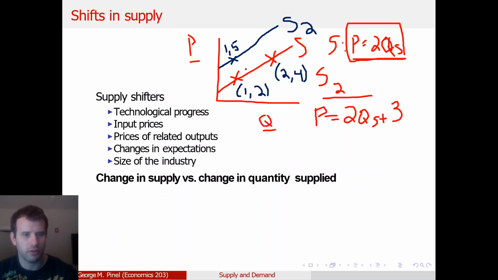So basically, the lower the input price, where input is what the supplier pays for its production, the lower the cost. The lower the cost, the more potential suppliers and the more that they can supply. Same thing with technological progress. Essentially, technological progress is a way for input costs to decrease in the long run.